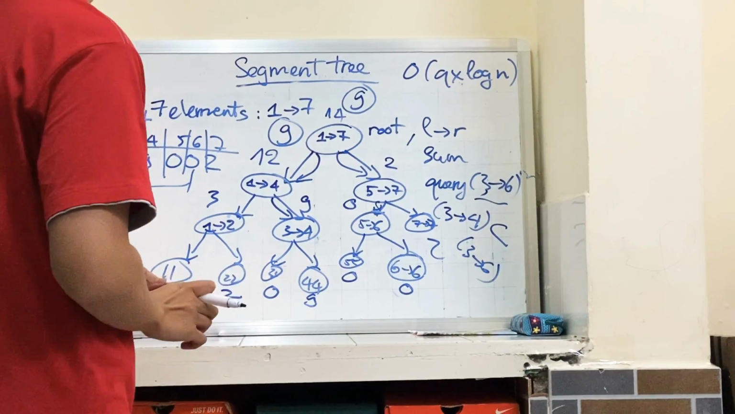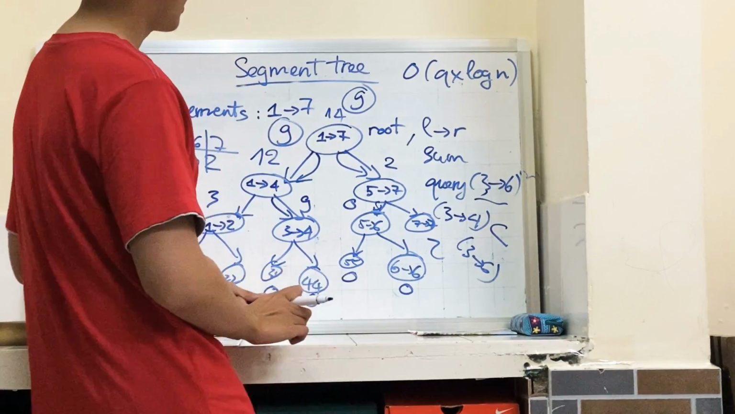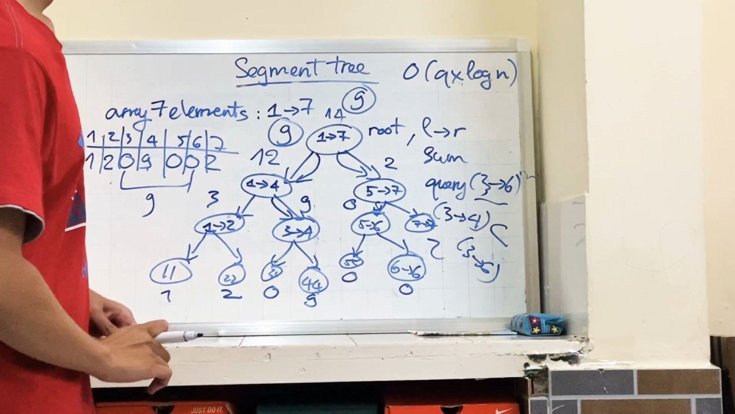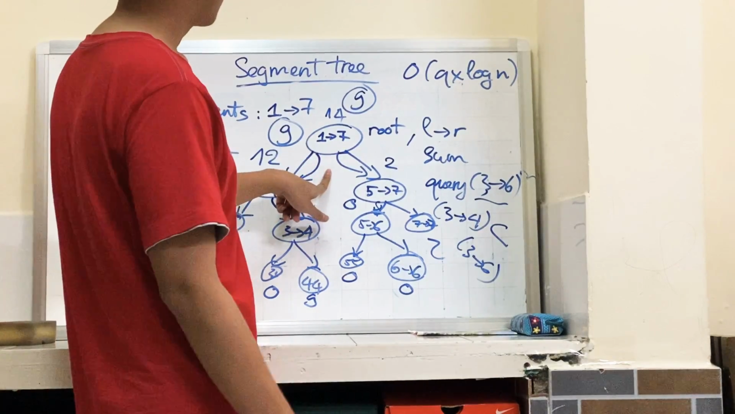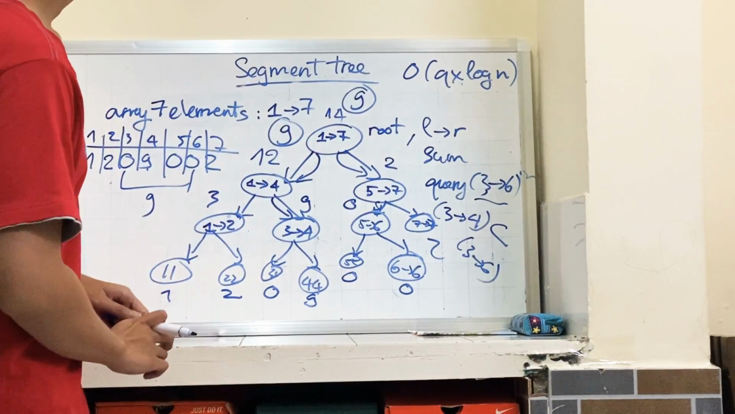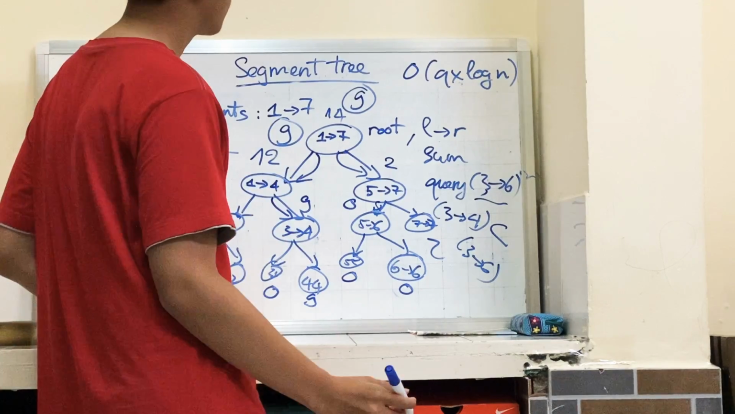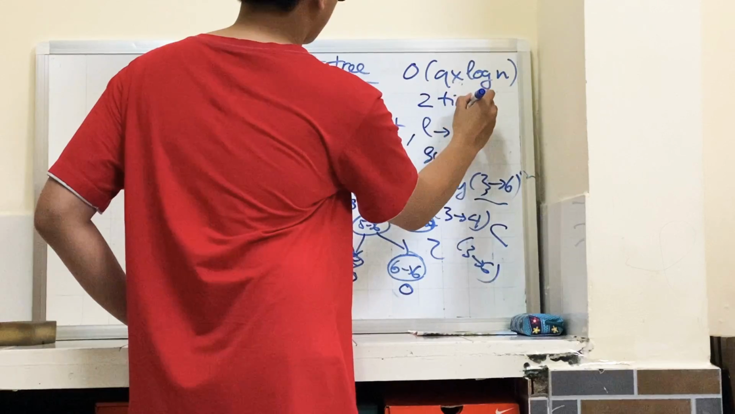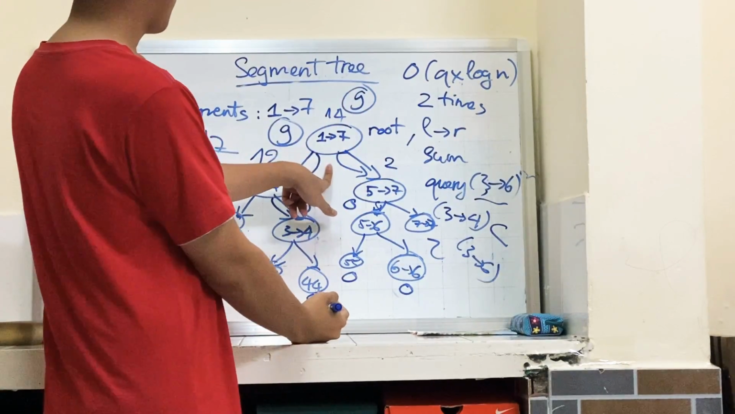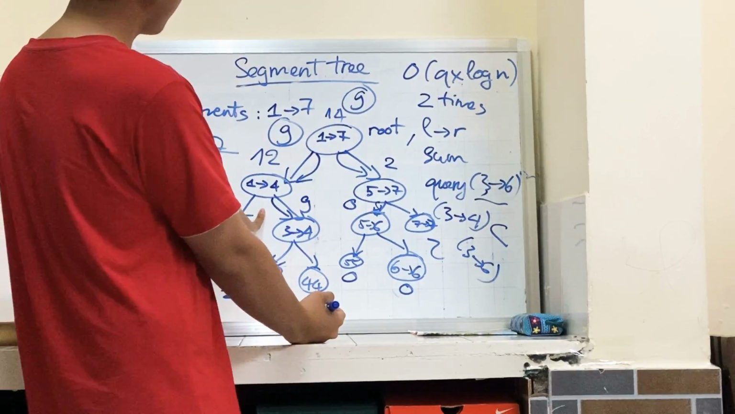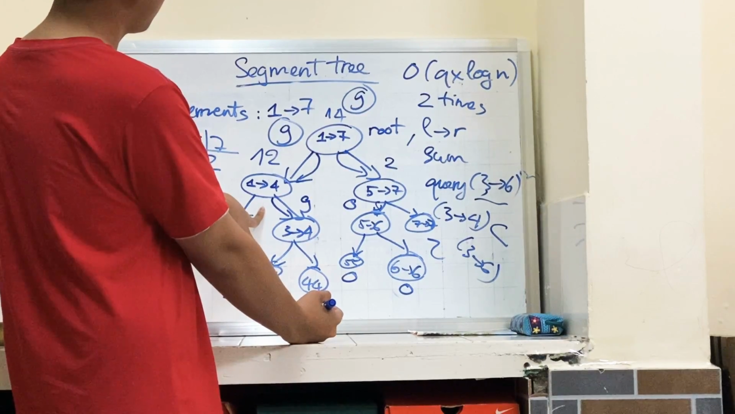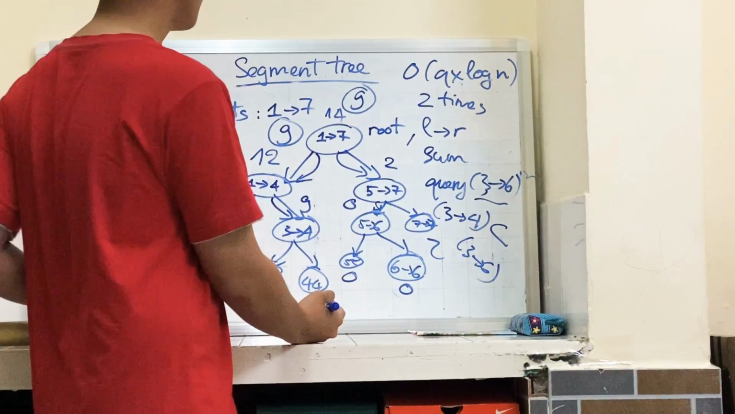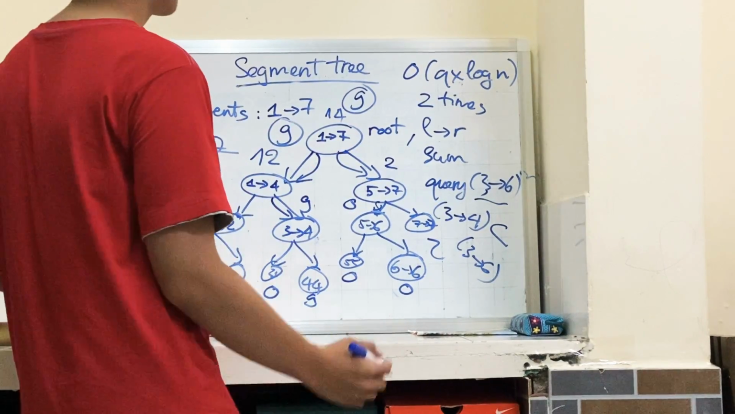So here you see that we only traverse a branch of the tree, and from each level of the tree the size decreased by 2 times. From here it holds 7 elements, but at this node it holds only 4, and this one holds only 3 elements. So it decreased 2 times.